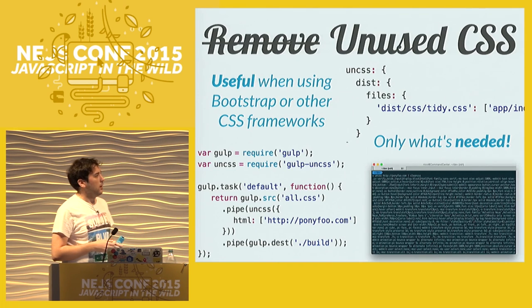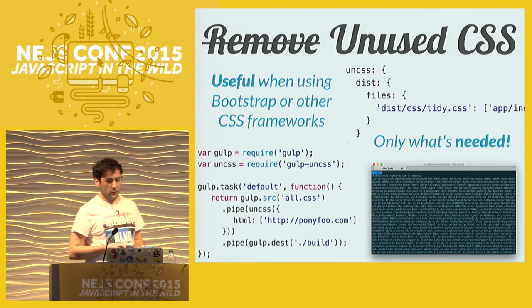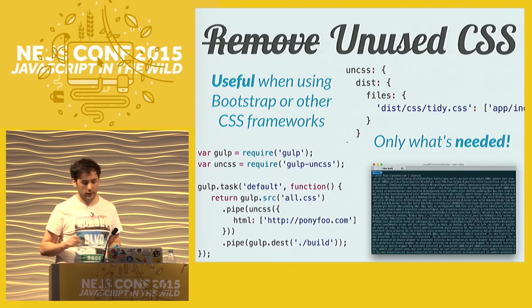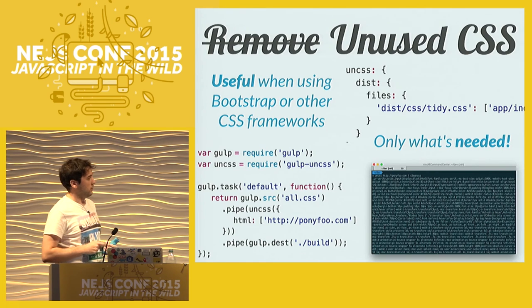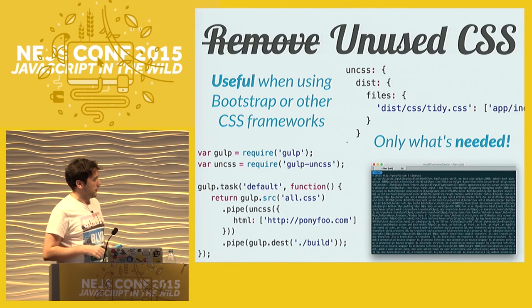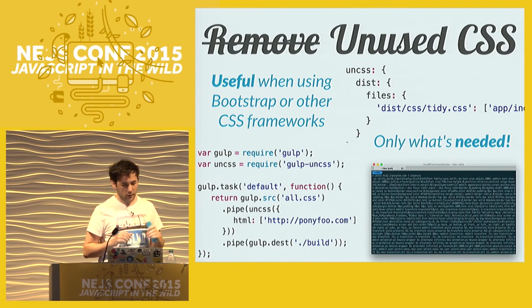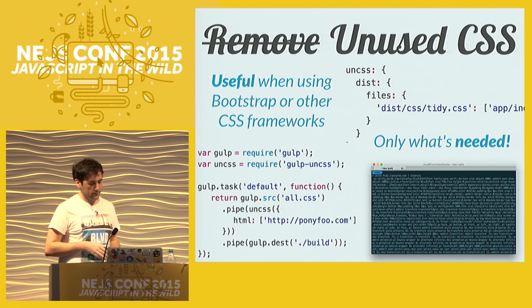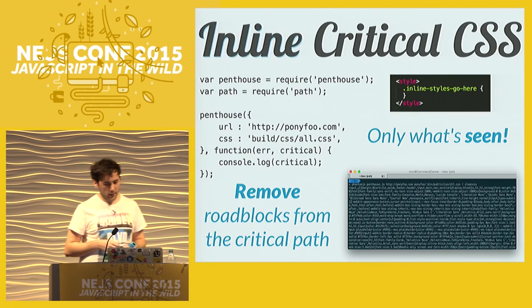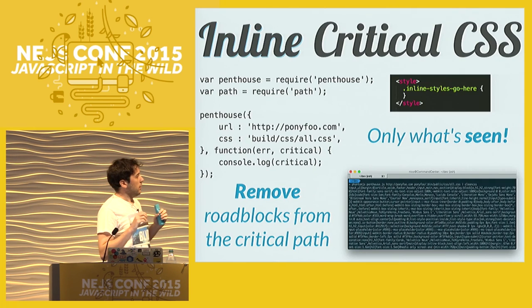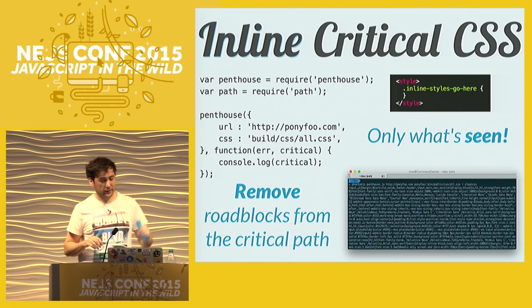And use CSS wisely, because Bootstrap, right? We add Bootstrap to our sites, and then we use a couple of classes like red, and then don't use it for anything else. So there's this package called UnCSS, which removes all the things that nobody cares about and just gives you the actual CSS, and you can put that back into a file and serve that instead, so you save some bytes. Inline critical CSS, this one is huge.